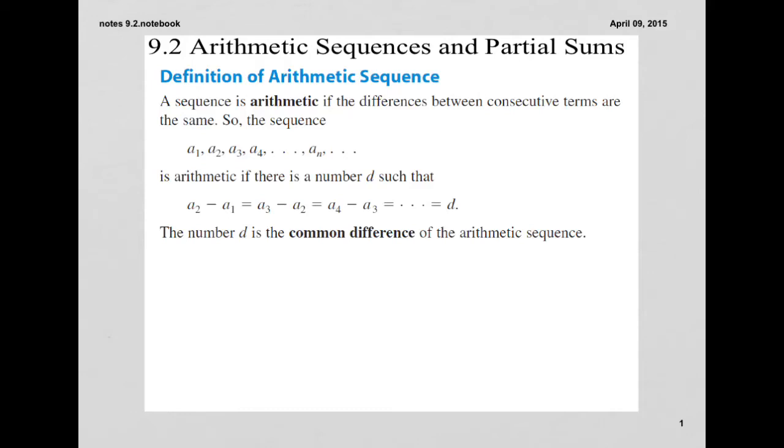Good morning and welcome to Chapter 9, Section 2, Arithmetic Sequences and Partial Sums. You will need to pause the video at this time and copy down the information.